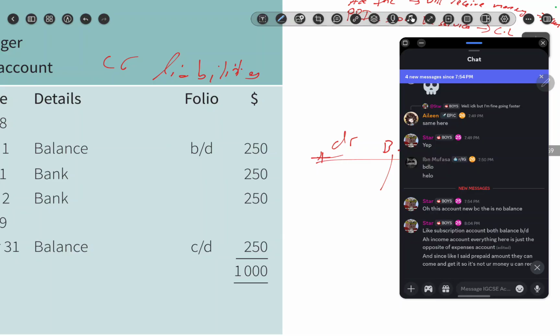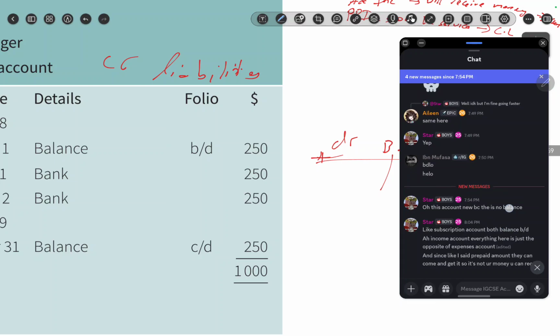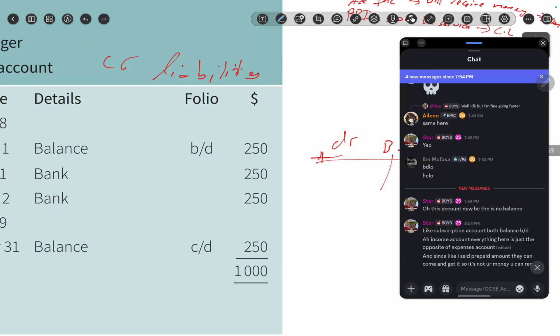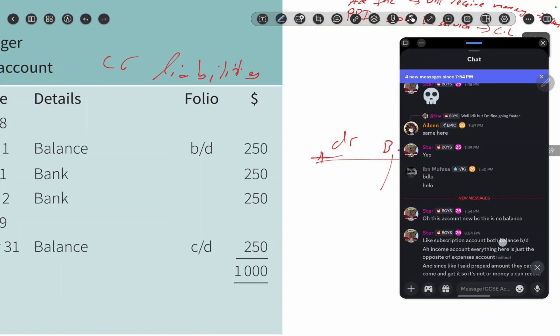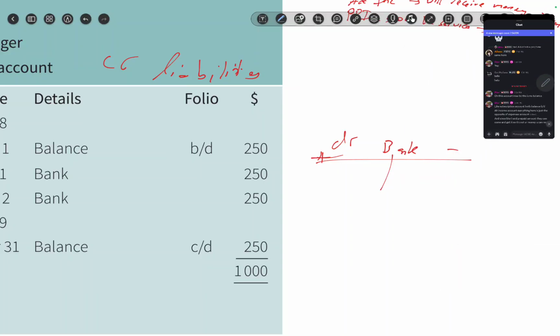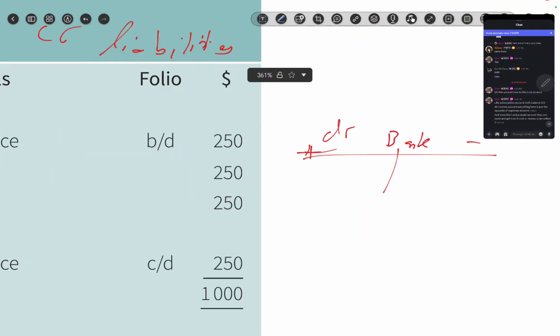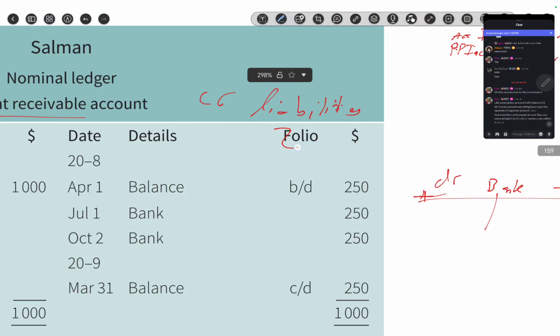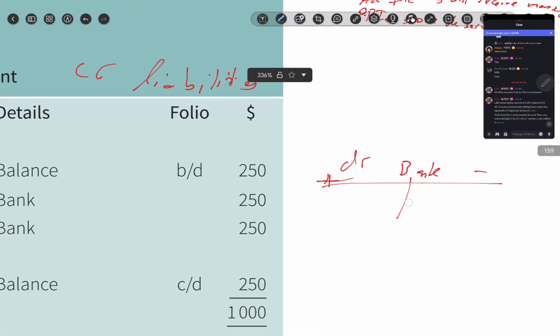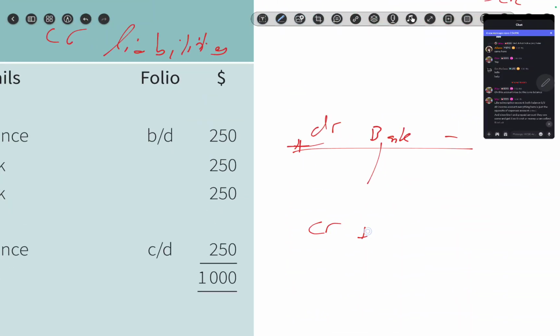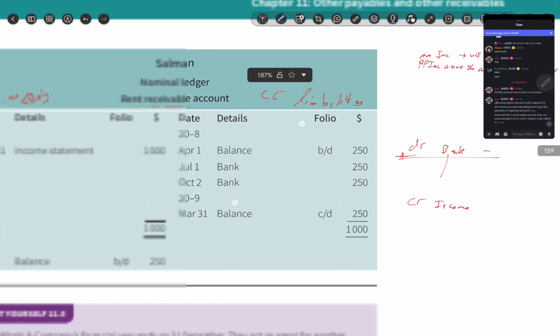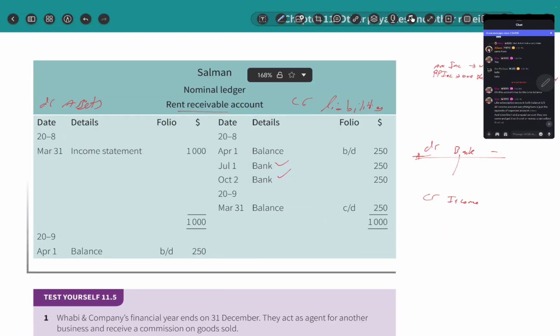Yes, exactly. If it's prepaid income, then you owe them the service, and that's why it's a liability. Okay, then bank is an asset. You're receiving the money. So you debit bank and you credit the income account. Okay, because double entry. So this is us receiving money, and over here it's balance CD.